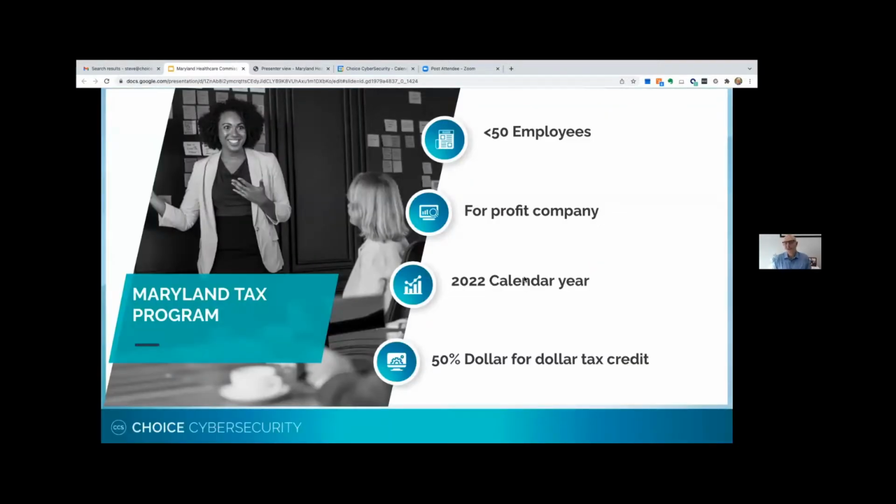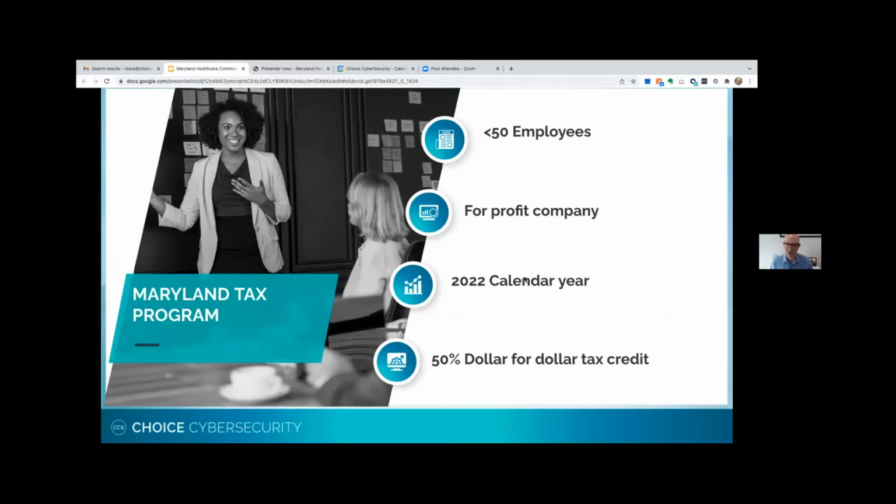And if you're 50 employees or less in the state of Maryland, there is actually a state tax program. It's the only program in the country, and it's like free money. If you are 50 employees or less, you're buying cybersecurity services, whether it's risk assessment, firewalls, whatever you're buying, from an approved vendor, and we're one of the few approved vendors in the state of Maryland, it's a 50% dollar-for-dollar tax credit. So if you pay $20,000 in Maryland state taxes a year and you spend $10,000 in cybersecurity services, you would get 50%, or $5,000, off your taxes. You'd be paying 15 instead of 20.